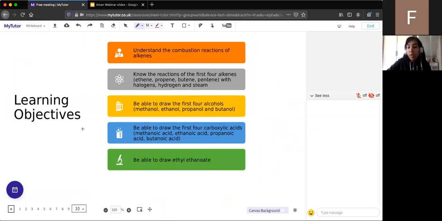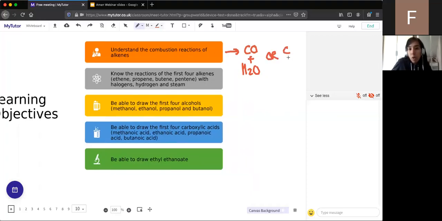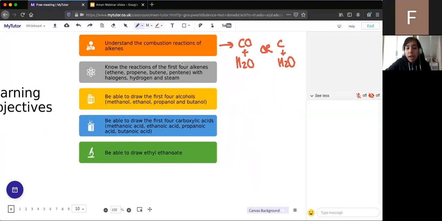So I thought we'd just make sure we're happy with yesterday's content and today's content, and then we'll go over some exam questions. So the learning objectives from yesterday were the combustion reactions of alkenes, which I've covered today. Remember, I reminded you that they're incomplete, which means that usually we produce carbon monoxide and water, or carbon and water. And they will tell you in an exam question that all the combustion reactions of alkenes are incomplete, and that's why they are not useful as fuels. Know the reactions of the first 4 alkenes with halogens, hydrogen, and steam. So we remind ourselves that the steam reaction today produces alcohols.